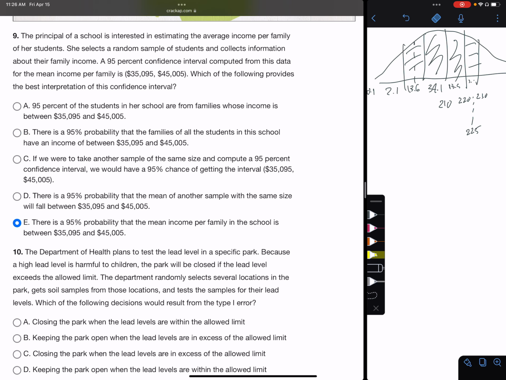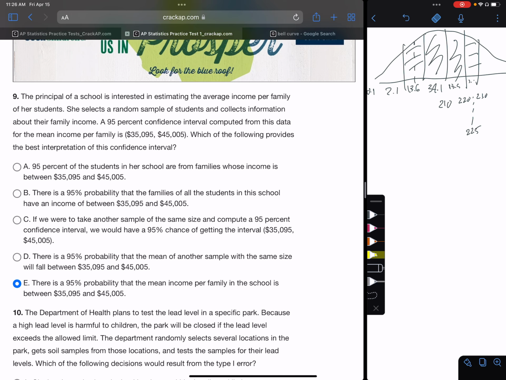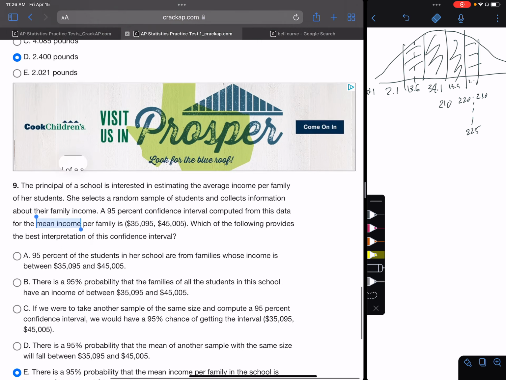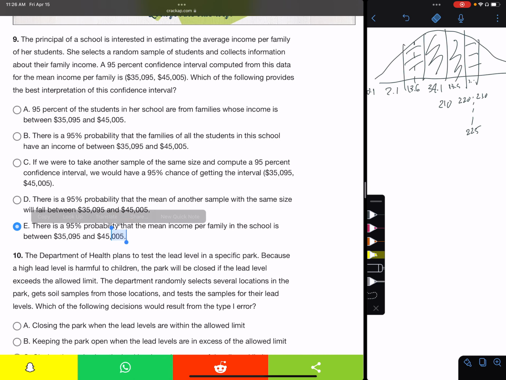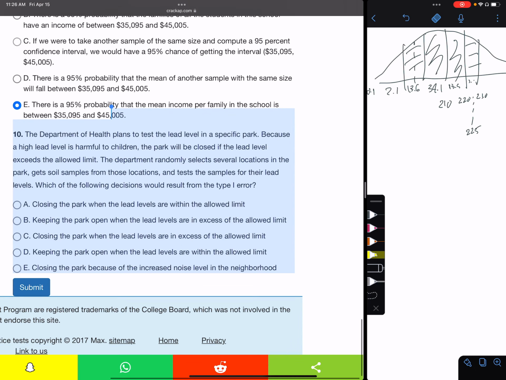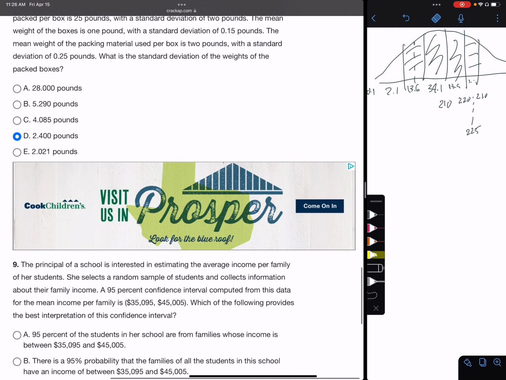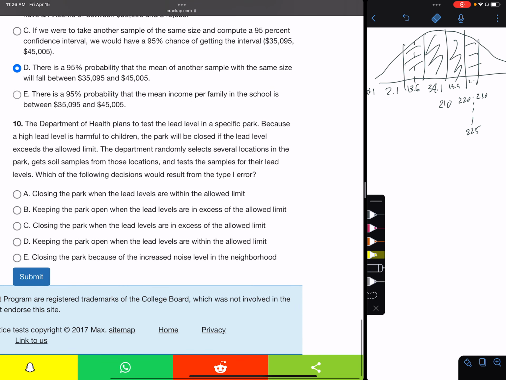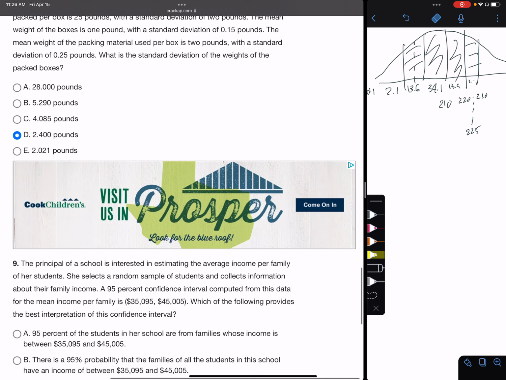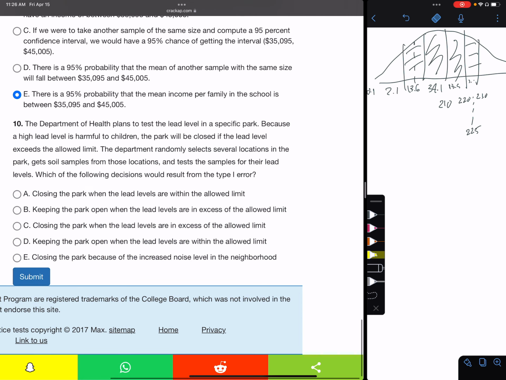What's the difference between this? Yeah, I think it's E because it's talking about mean income here. Like it says mean income per family, and here we say mean income per family, like right there. Wow, this is okay, but here you can see. Oh my goodness, why is this so annoying? Wait, actually, let me just see if I can highlight this. Whatever, it's E.